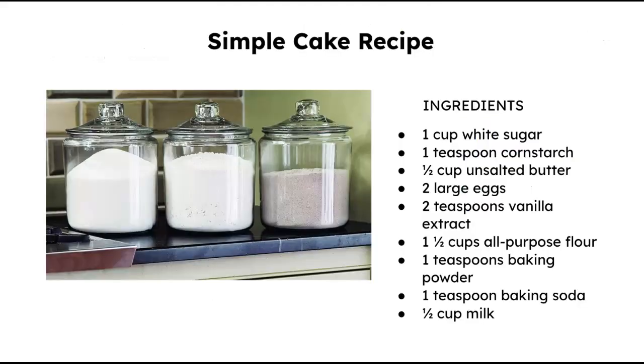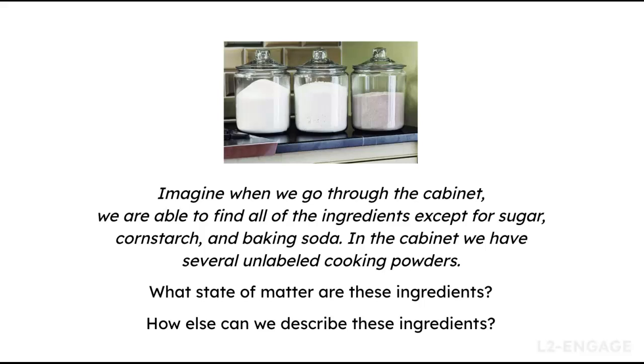To begin the Engage portion of the lesson, you'll show students an image of unlabeled containers in a kitchen and a recipe for a cake. You'll ask them to imagine that when they go through a cabinet, they are able to find all of the ingredients except for sugar, cornstarch, and baking soda. In the cabinet, they find several unlabeled cooking powders. You'll ask them about the state of matter of the ingredients and how else they can describe them.